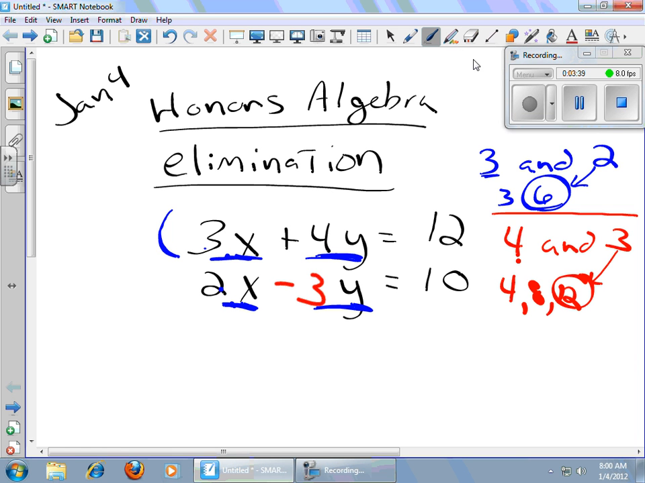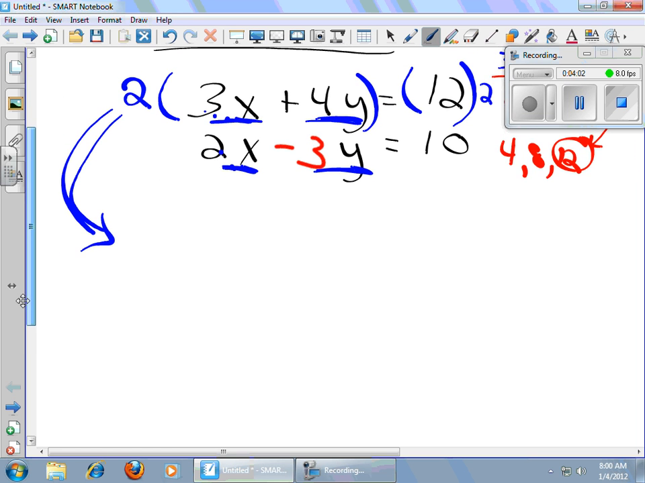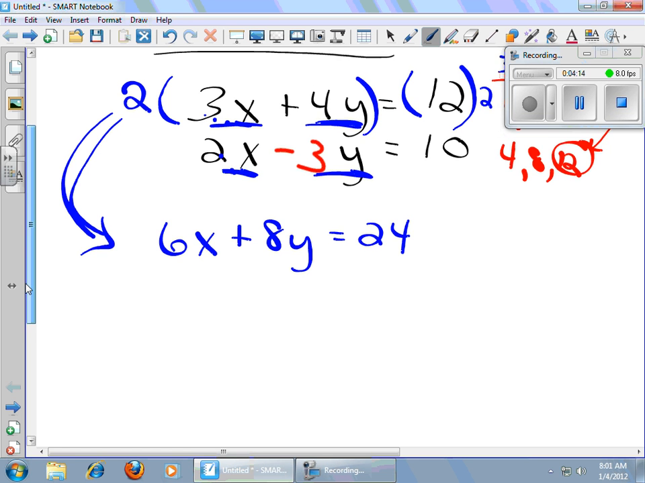Well, the first thing I'm going to do is multiply this first equation. And here's how I know what to multiply by. 6 is my least common multiple. How do I turn 3 into 6? Well, I have to multiply it by 2. But if I multiply by 2 on the left-hand side, I must do the same on the right-hand side. That will transform this first equation into 6x plus 8y equals 24. I multiply the left-hand side by 2, which means I distributed, and then I multiply the right-hand side by 2. 12 times 2 is 24.